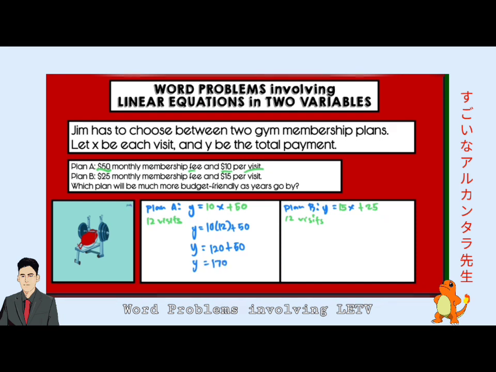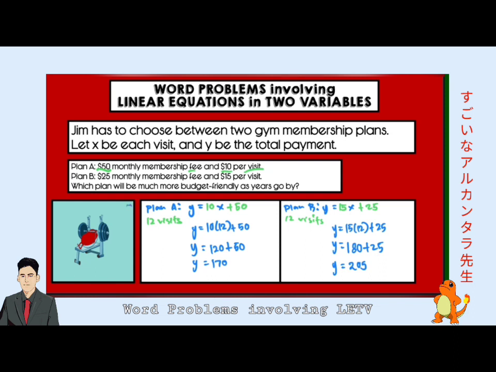While for plan B, you're gonna have y is equal to 15 times 12 plus 25. If you continue, this will give you 180. Am I correct with that? Is it 180? Wait, 30. Yeah, 180 plus 25. And as you can notice, it's actually much more expensive. This will be 205. So what makes a huge difference here is that the more that you visit this said gym, it will be much more friendly to choose the one with a higher membership fee.